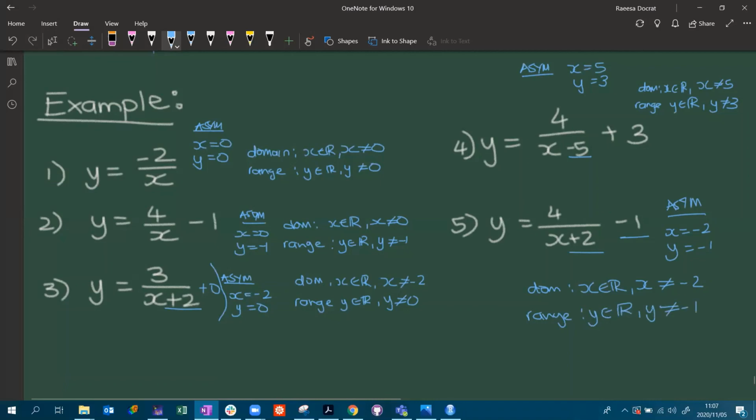So you can see that it is quite easy to get our domain and range for a hyperbola. The main step that you do need to know is how to get your asymptote, because we then need to say what it does not equal in the domain and range. If you are unsure on how to get the asymptote, please watch our previous videos on the hyperbola.